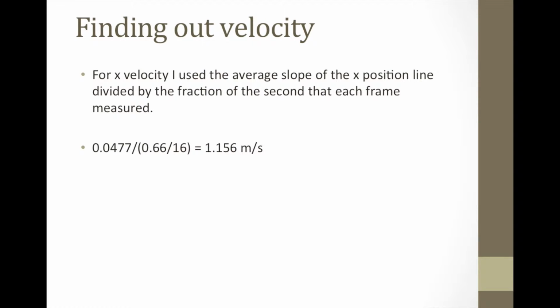So finding out the velocity so that I can use it in the VPython code. For the X, I just used the average slope of the X position line in the previous chart divided by the fraction of the second that each frame measured. So 0.0477 was the average slope, but since it's not in meters per second, I had to divide it by how many seconds and how many frames it was, and that gave us 1.156.